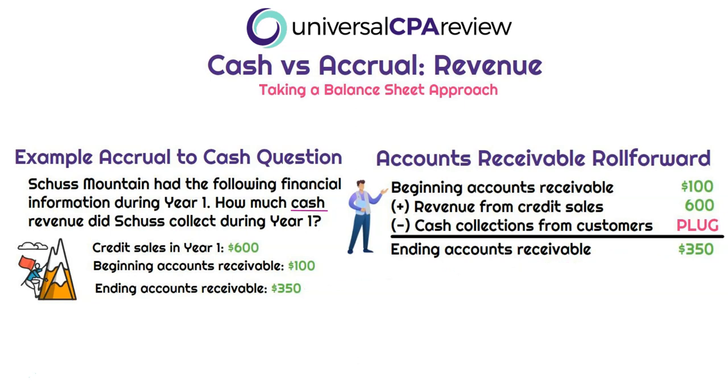So the way to do this here is, okay, we add beginning accounts receivable and revenue from credit sales, right? Because the credit sales increased. That's a total of $700. And then to get down to $350, well, obviously we collected $350 of cash from customers.